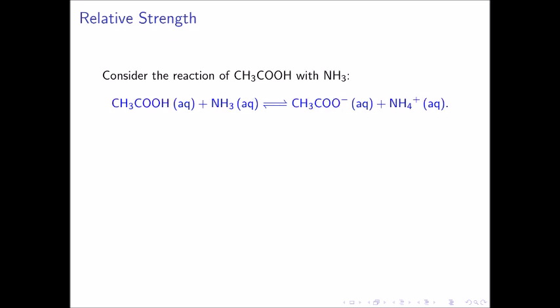Now let's look at the reaction of acetic acid, CH3COOH, with ammonia, NH3. This reacts to form in equilibrium acetate ion and ammonium ion.